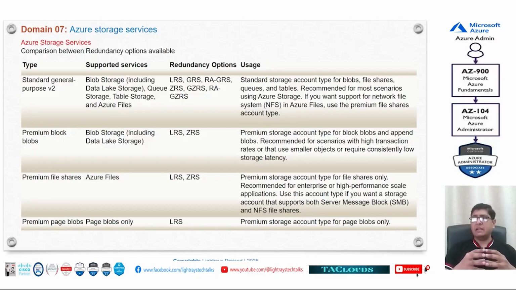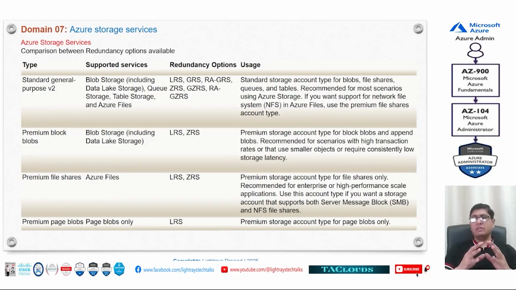If you see the left side, number one is general purpose. And you see it supports blobs, it also supports queues, storage tables, Azure files, all types are supported. And in redundancy, it is providing LRS, GRS, RA-GRS, ZRS, all six types of redundancy.